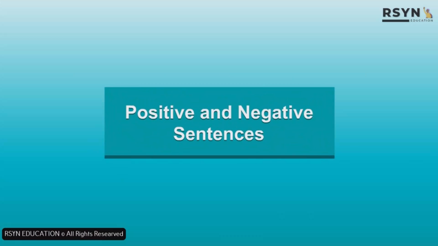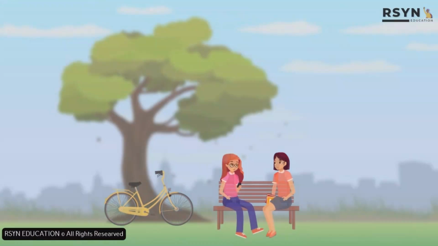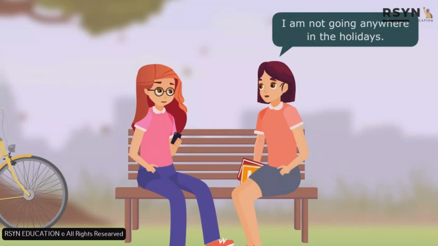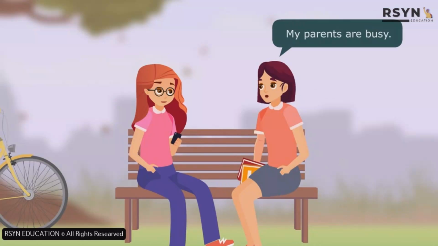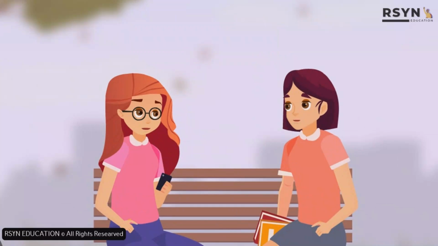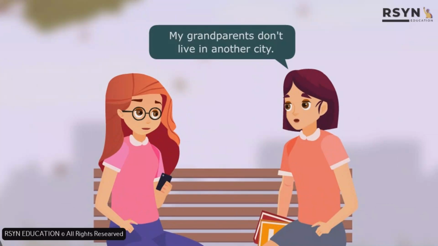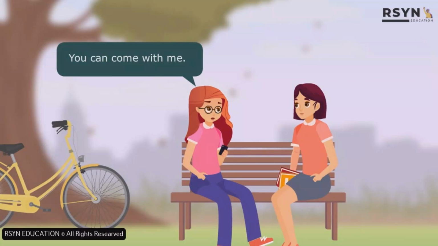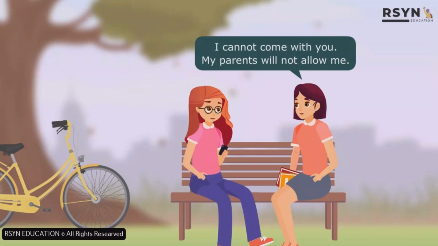Positive and negative sentences. I'm going to visit Shimla during summer vacations. I'm not going anywhere in the holidays. My parents are busy. My grandparents live in Shimla. My grandparents don't live in another city. They live with us. You can come with me. I cannot come with you. My parents will not allow me.